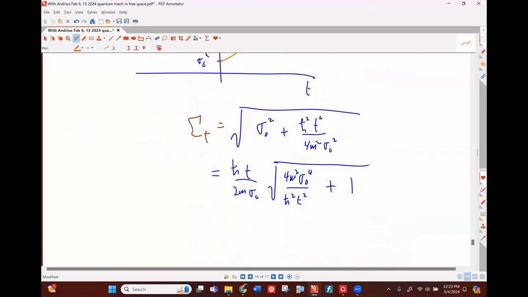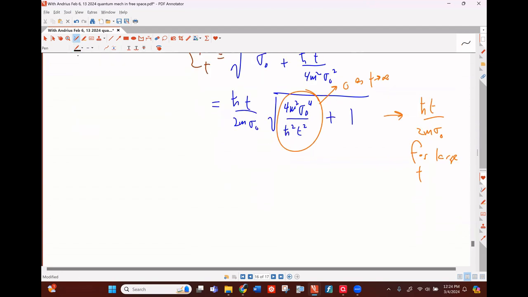This stuff is going to zero. When is it going to zero? As T grows big. So this whole thing looks more and more like h bar t over 2m for large t. We can do the calculus. You have the behavior when t equals zero, and the behavior when t is large. So this variance, how fast it's increasing, goes toward h bar over 2m sigma naught for large t.